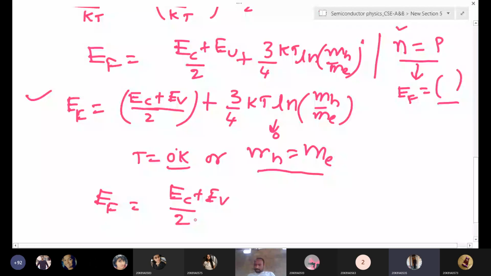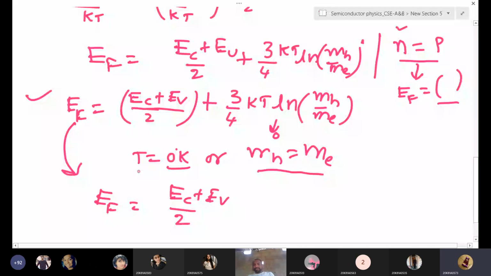Okay, that means what? Let's take the average. In your own words, average means EF is the average of EC and EV, that is, (EC + EV)/2. That means what? So here this is EV, right?